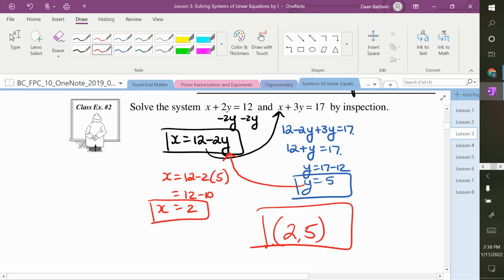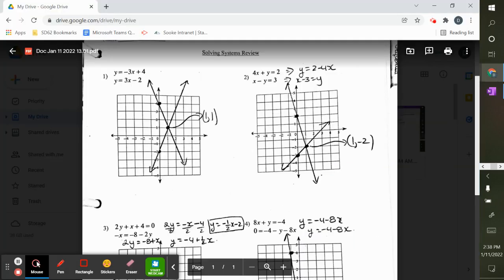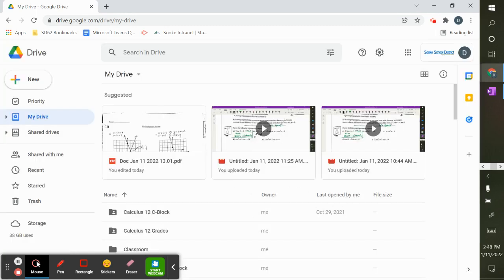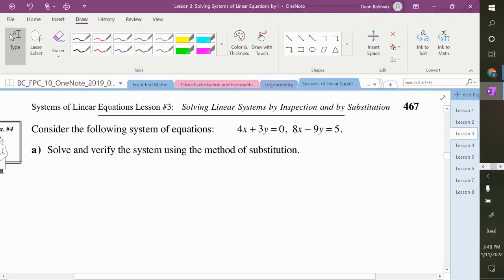Okay? I would like you to do questions 4A and B, please. Okay. So, we have these two equations, or system, this system. 4x plus 3y is equal to 0, 8x minus 9y is equal to 5. What's the difference between this and the stuff we were just doing?